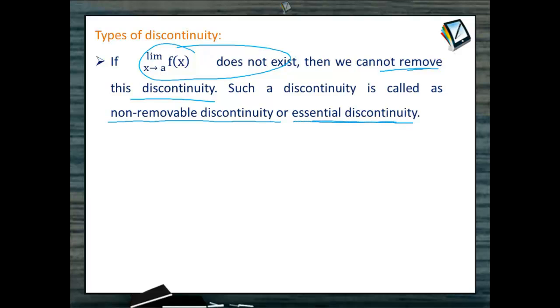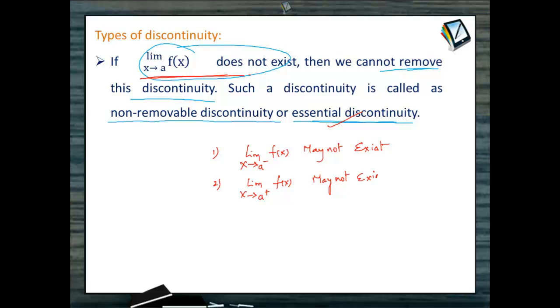Now what are the different cases that give us non-removable discontinuity? These are the cases where the limit does not exist. So when does this fail? Maybe the limit as x approaches a from the left of f of x may not exist. That is, the one-sided limit may not exist. In this case, the discontinuity becomes an essential discontinuity. Or maybe the limit as x approaches a from the right of f of x may not exist. That is, the right hand limit may not exist. Then also the function exhibits essential discontinuity or non-removable discontinuity.